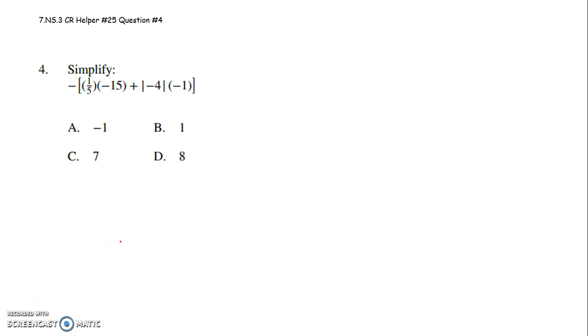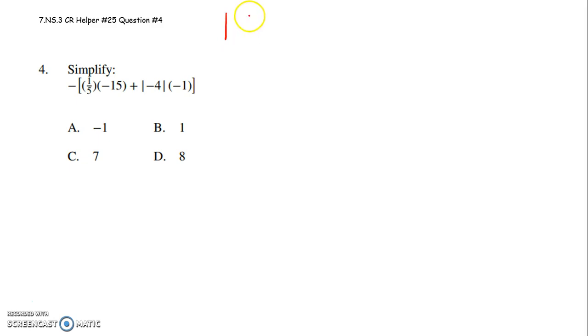Seventh graders, this is to help you with question 4 on CR 25. It says to simplify, and then it gives you a numerical expression. First of all, I want to note, do you see how these little end points have little curve ends? Those are brackets. They work just like parentheses. But do you see how these are straight up and down?